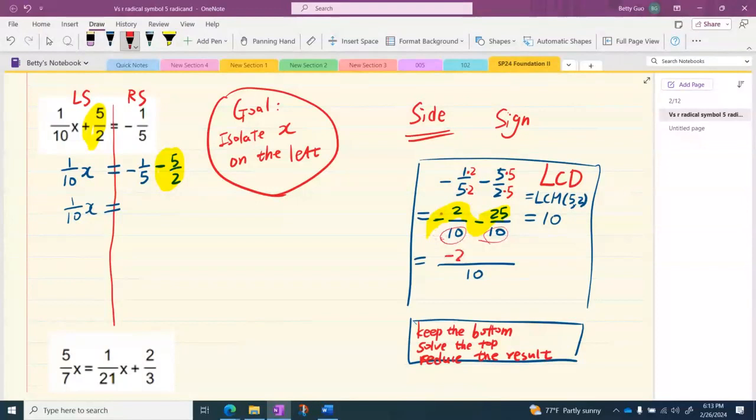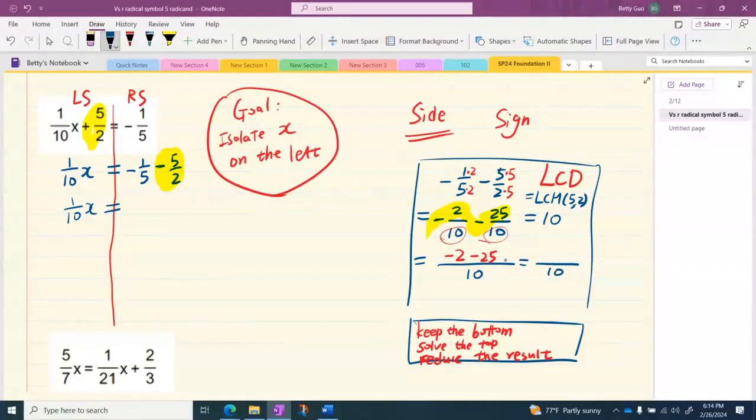We have negative 2 left, negative 25 left, and then just copy them on the top. And then we see what is negative 2 minus 25. Negative 2 minus 25.